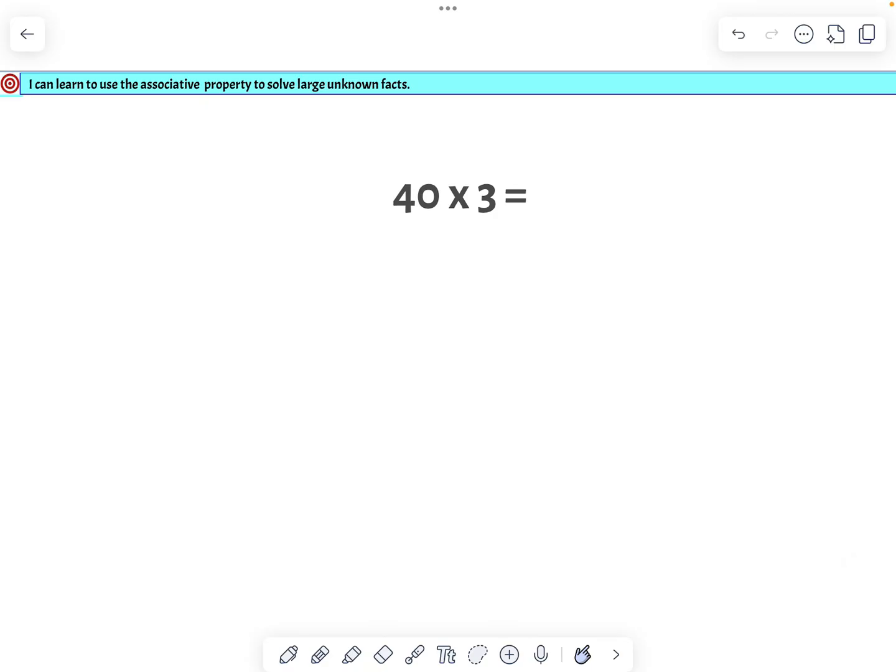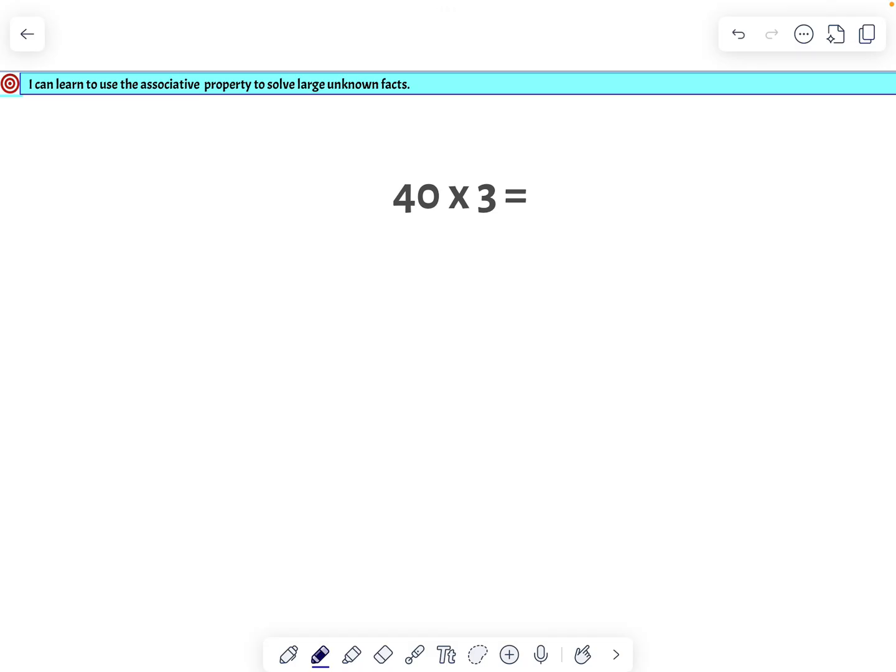40 times 3. Why don't you pause the video and see if you can figure it out on your own, and then come back and check. In 5, 4, 3, 2, 1.